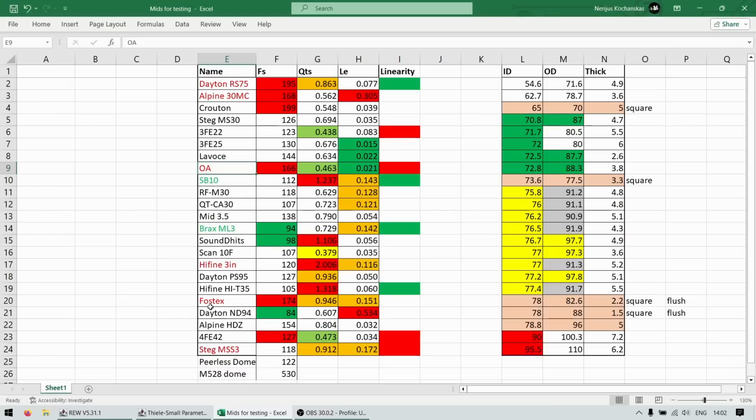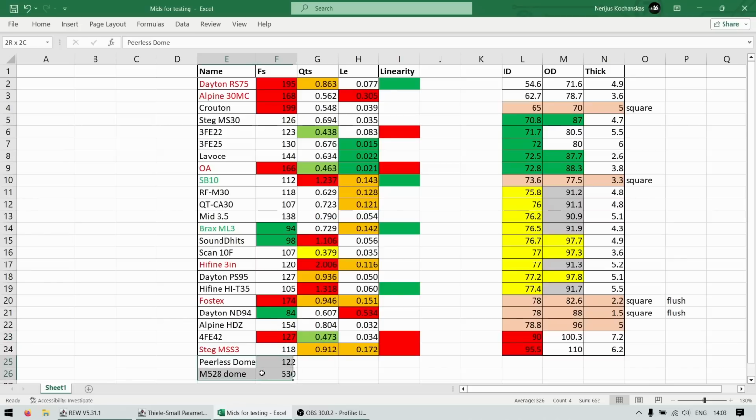Now, other ones, Fostex, 174 hertz, which is quite high, but again, it has very little Xmax and is going to be a very sensitive driver. And the Fatal Pro, the 4 inch FE42, 127. So it's not as high because you can see like 120, 120, all the others, but considering that this is a 4 inch driver, from a 4 inch you would expect a lower FS, such as the Stag MSS3, 118, which is lower than this. So again, it's just for me.